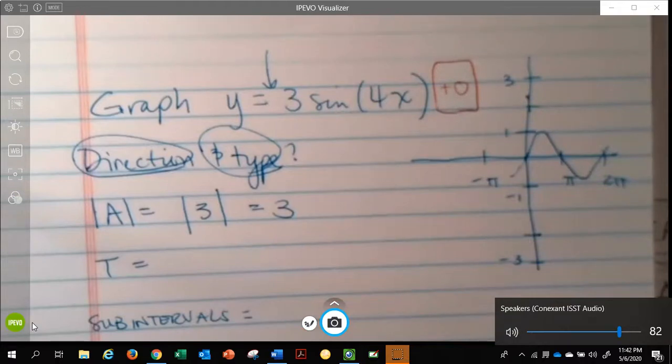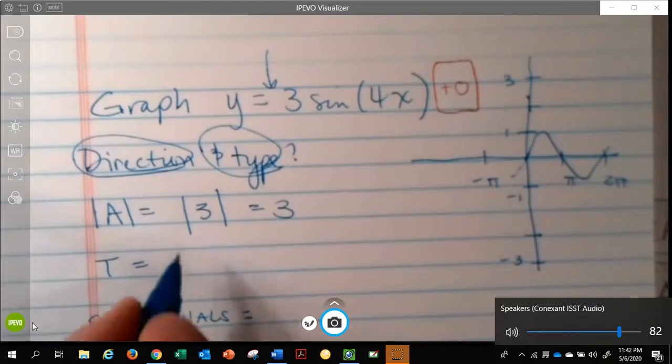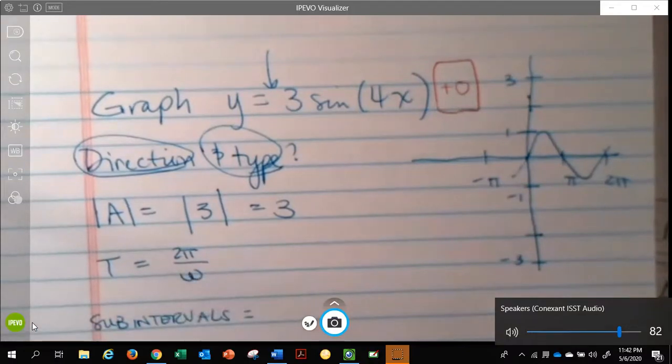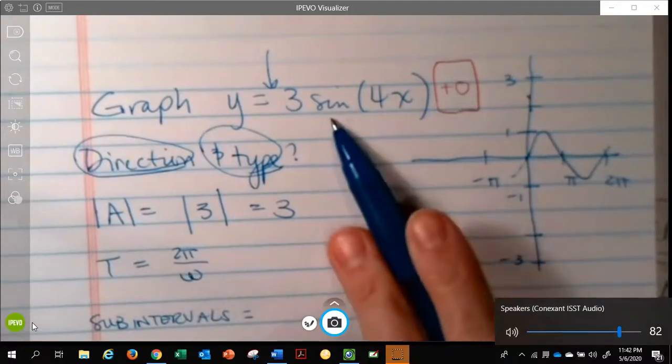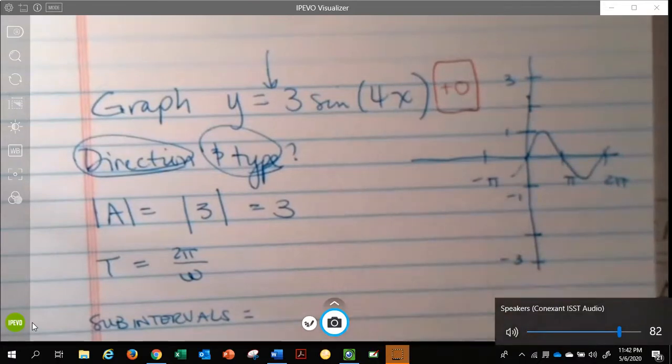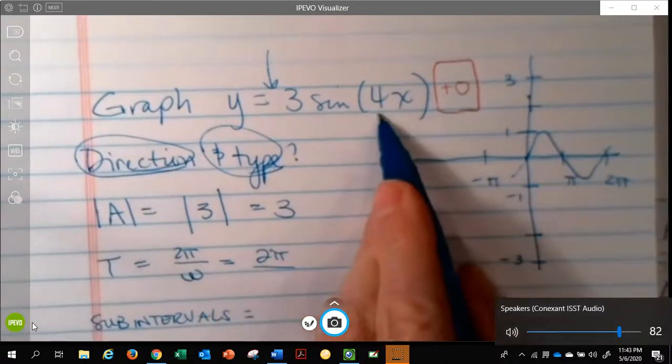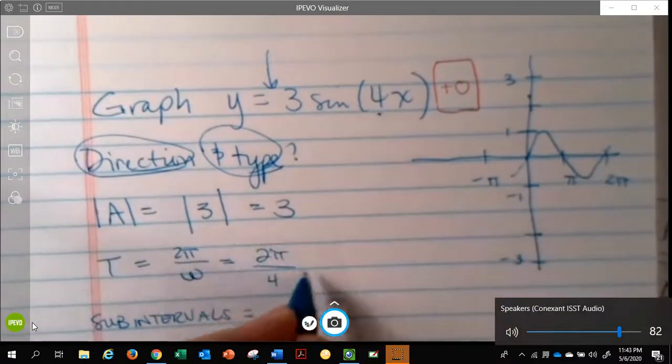And so now I want to look at the period. And when you've been looking at the period, you've been looking at 2 pi over omega. And that 2 pi goes because it's a sine and a cosine. And I've mentioned, beware, when we get to tangent and cotangent, things are different, and you don't want to be caught off guard about that. But to calculate the period, I do need 2 pi over this number here, my omega, so 4.